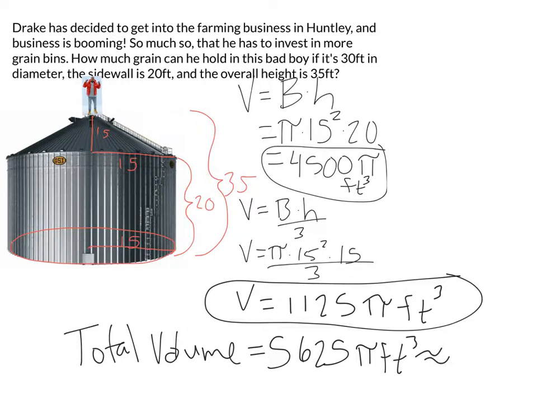Although Drake's heavy in the farming business, he likes decimals. So he doesn't like it in terms of pi so much. So that's 17,671.5, and that's still going to be feet cubed. Okay, there is my approximate one.